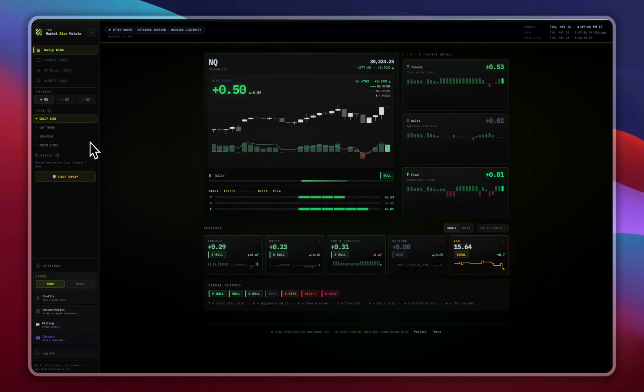And what's really cool with the dashboard is you can have this daily bias view coming into the market for the day. It's like, okay, here's what the broader last 5 days look like. So definitely keep that in mind.